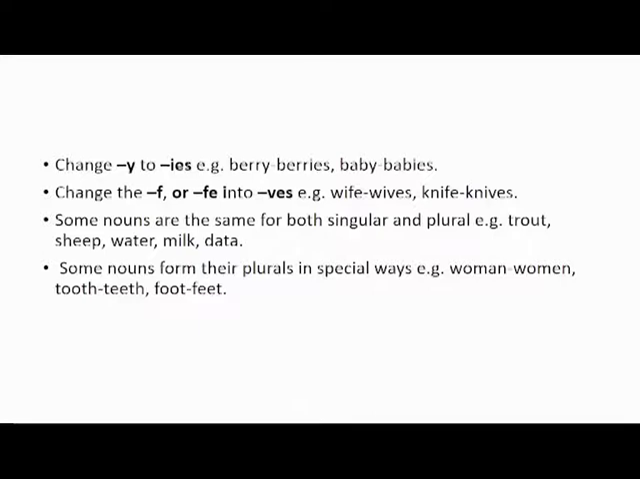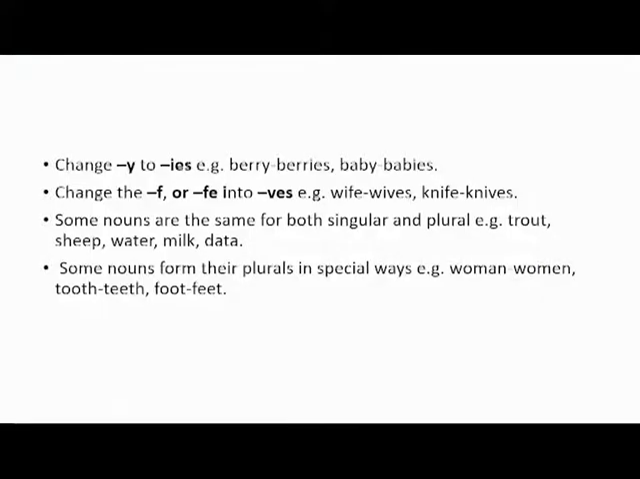And for singular nouns that end with y, you replace the y with ies. For instance, berry becomes berries, baby becomes babies. Then you also change the f or the fe into ves. Wife becomes wives, knife becomes knives. Some nouns are the same for both singular and plural. Example, trout, sheep, water, milk, and data. These nouns do not change. In their singular and plural form, they remain the same. Their spelling remains the same.